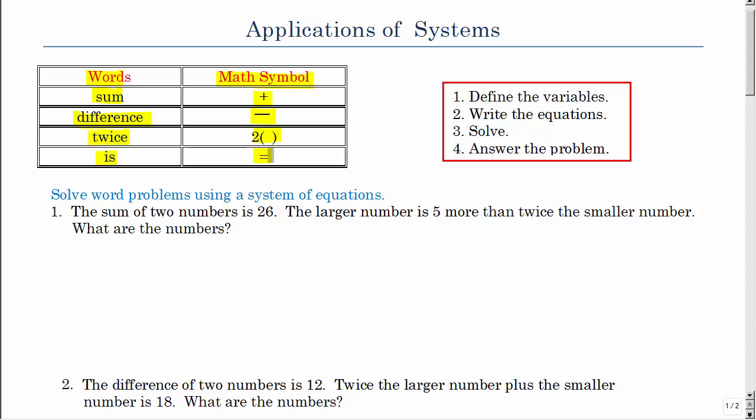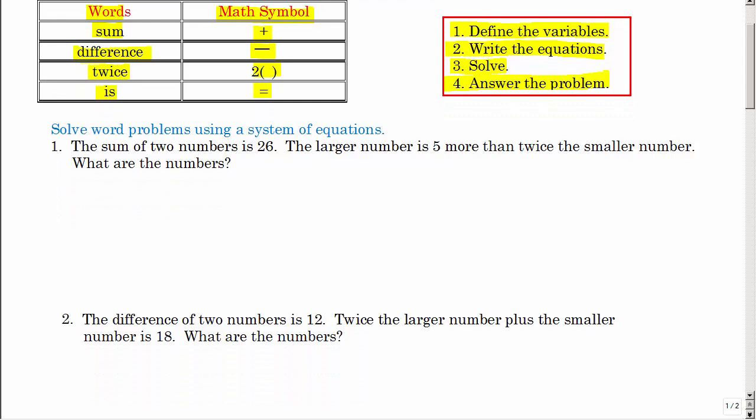In a previous lesson, way back, we did some word problems, and I asked you to do certain things. I'm going to ask you to do the same thing here. We want to define the variables, and this time we have variables. We want to write the equations, and we want to solve and make sure we answer the problem. These problems give us a system of equations. It's actually probably easier than just using one variable, believe it or not.